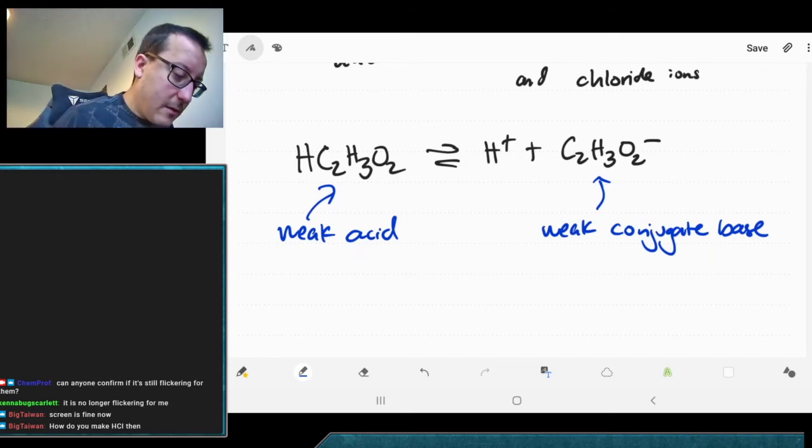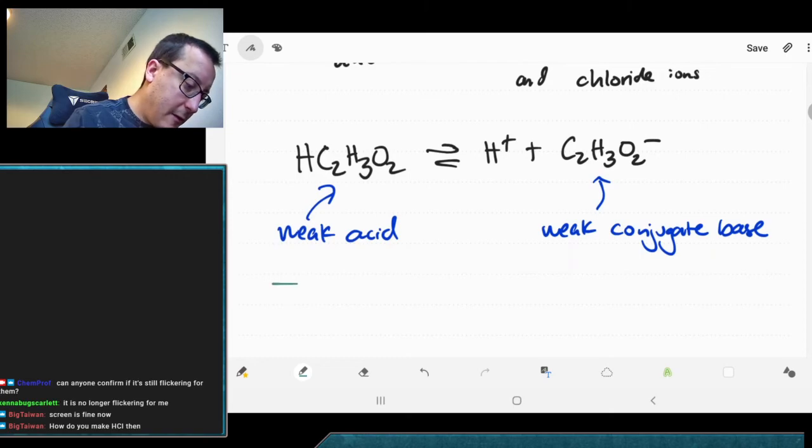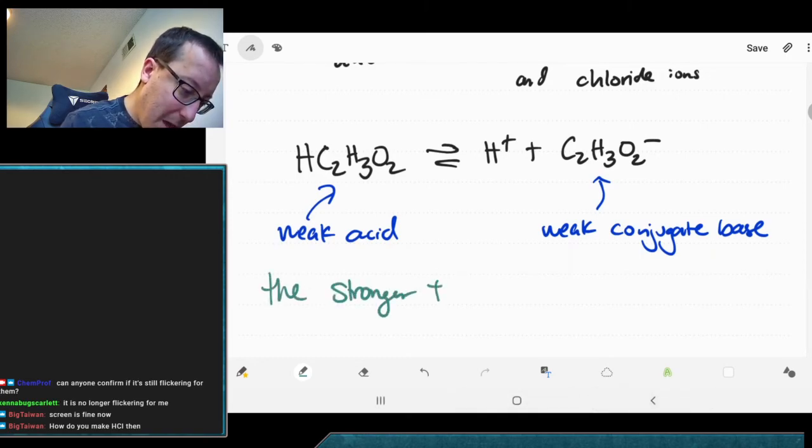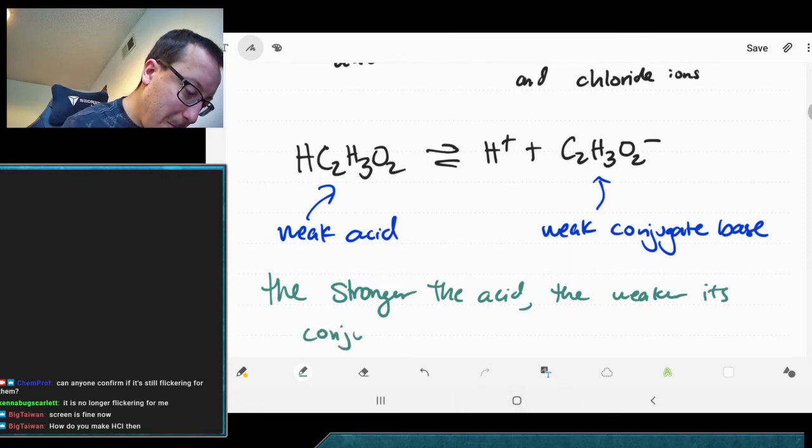Let's take a look at it. We're going to see the stronger the acid, the weaker its conjugate base is.